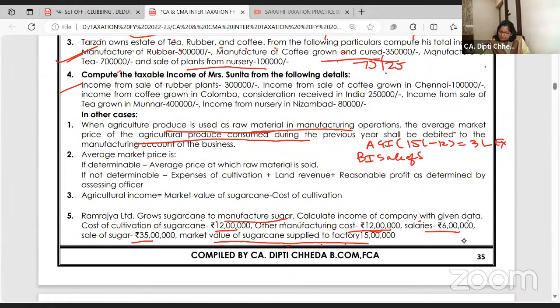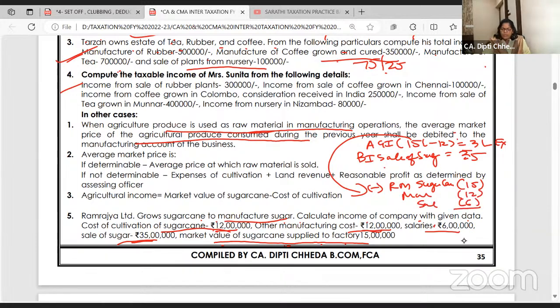Sale of sugar cane, sale of the sugar cane 15 lakhs. Okay, अब sugar, sorry, sale of sugar I have to take 35 lakhs factory income minus raw material क्या होगा? जो फार्म में आपने सेल किया ना, रॉ मटेरियल इज व्हाट? शुगर केन. और दूसरा कॉस्ट ऑफ कल्टीवेशन कितना है? वो तो वहां ले लिया फार्म में. मैन्युफैक्चरिंग का कॉस्ट 12 लाख और सैलरीज 6 लाख. व्हाट इज द बिजनेस इनकम? 35 minus 15 minus 12 minus 6, 2 lakhs. Total income is 2 lakhs.